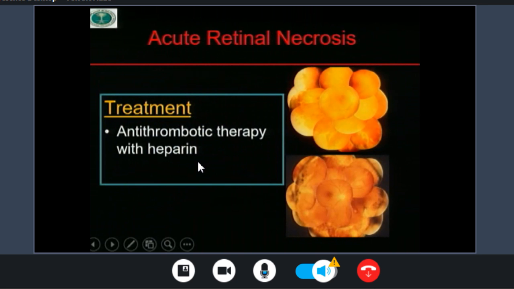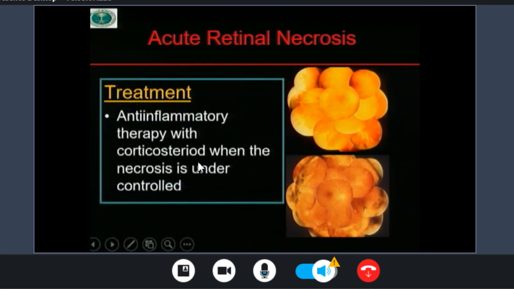antiviral treatment. And this treatment needs to be monitored, as these patients might be subject to dehydration, and that might lead to renal impairment. So you have to keep your eyes on it and check electrolytes and renal function on a routine weekly basis. Antithrombotic therapy with heparin could be used to decrease vascular occlusion in such cases, but this is still controversial.